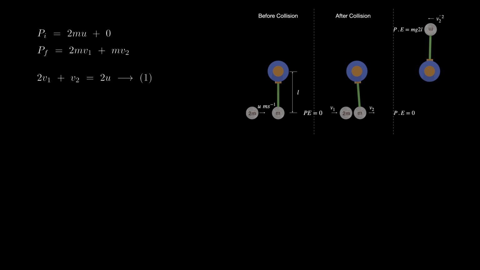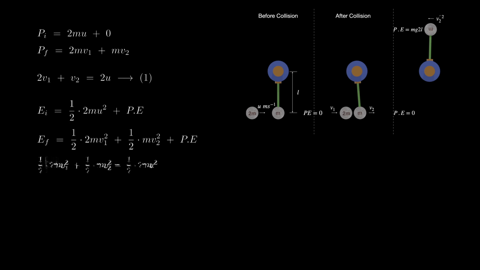Next, we will assume the collision to be elastic, and apply the principle of conservation of energy to both the initial and final states of the system. Since the collision occurs in a single horizontal plane, we will use this plane as the reference level for potential energy calculations, assigning it a potential energy of 0. Since the energy of the system is conserved, we can equate the initial and final energy of the system to derive the second expression. From expressions 1 and 2, we can express V2 as follows.